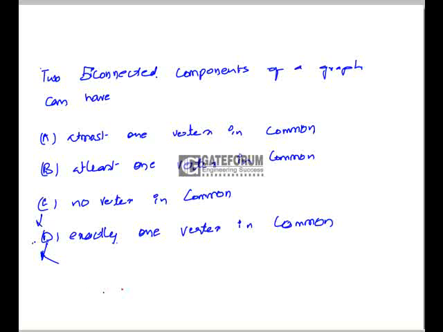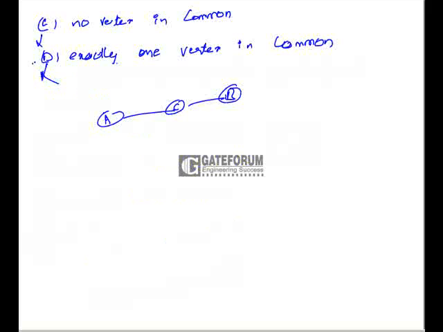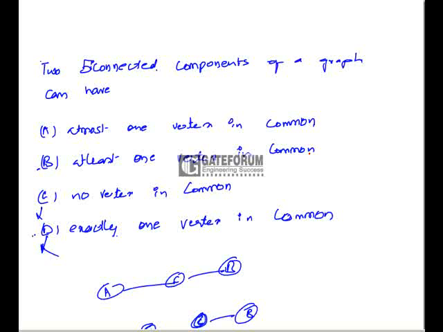Let us take one example. Here the biconnected components will be like AC and CB. These two are biconnected components and C is the common vertex. Option C says that no vertex in common, so we can eliminate option C. Option B, at least one vertex in common.